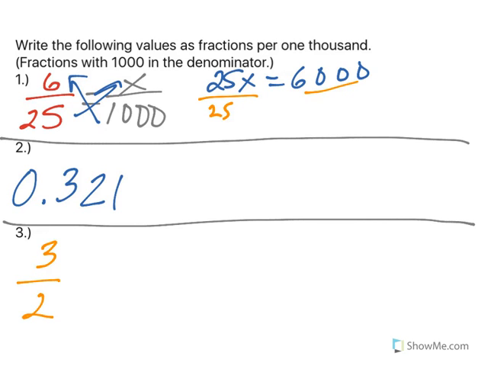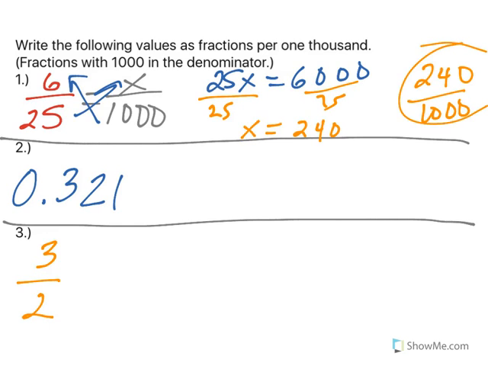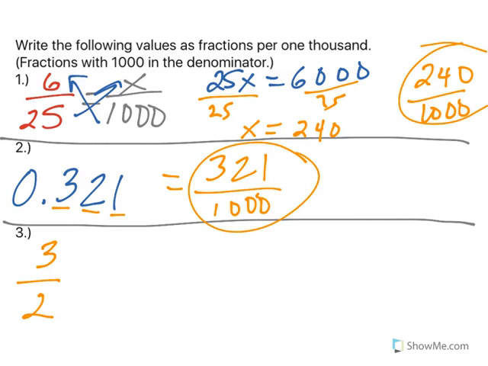If I divide both sides by 25, I end up with an x value of 240. Therefore, my fraction would be 240 over 1,000, and that is equivalent to 6 over 25. Now in number 2, we have 0.321, and if you recall from a past section, 3 places is thousandths. This is 321 thousandths.